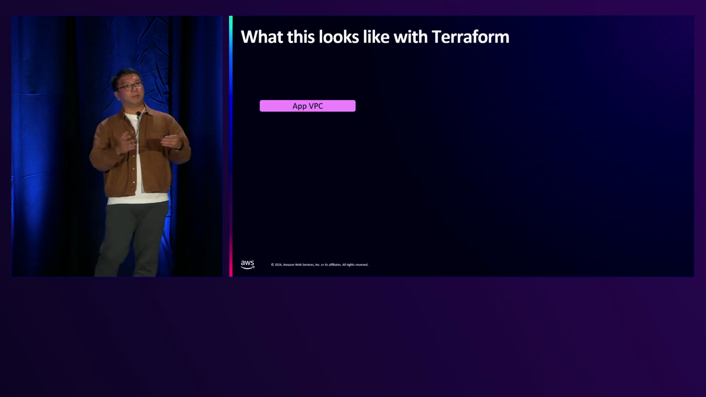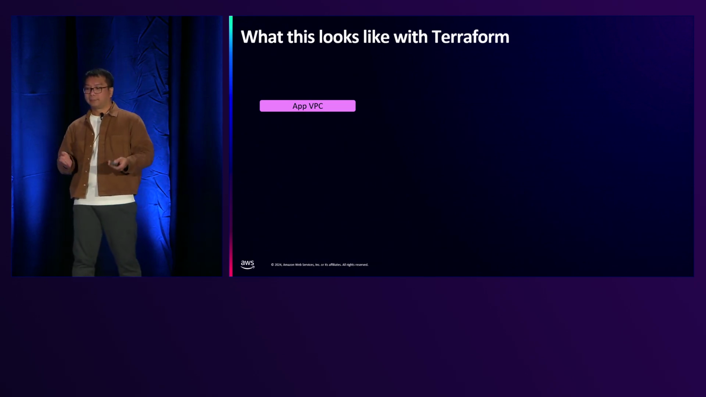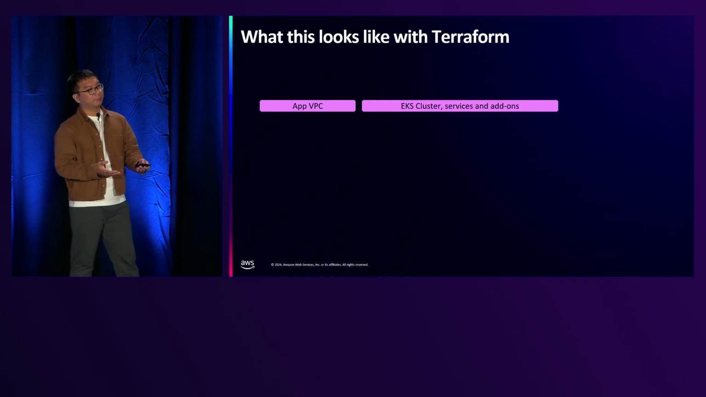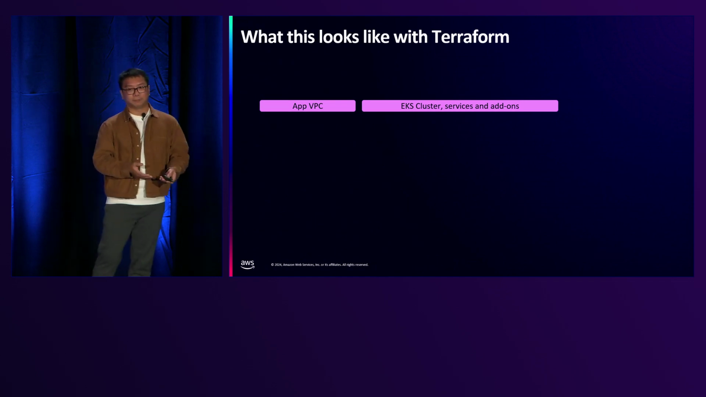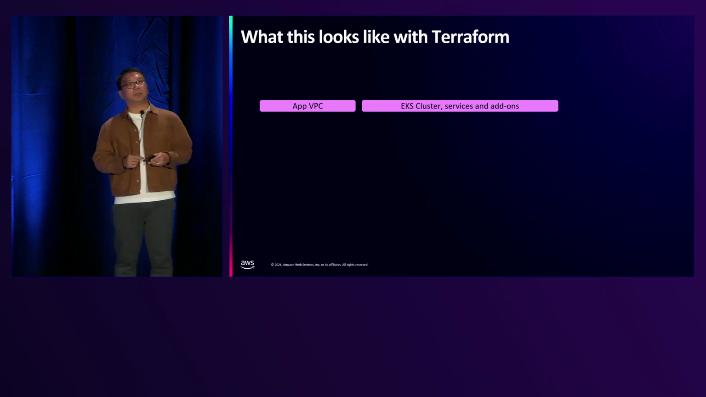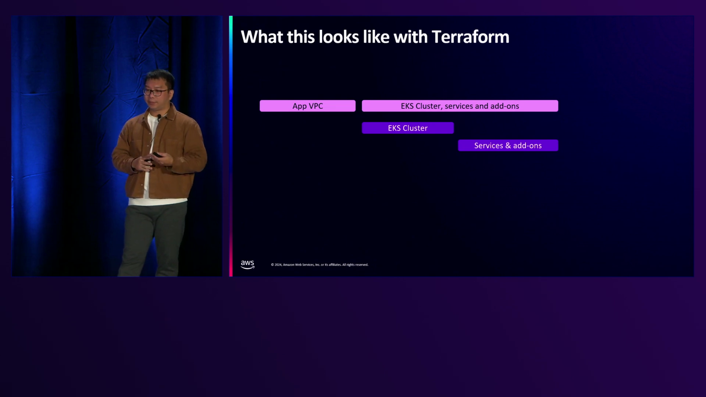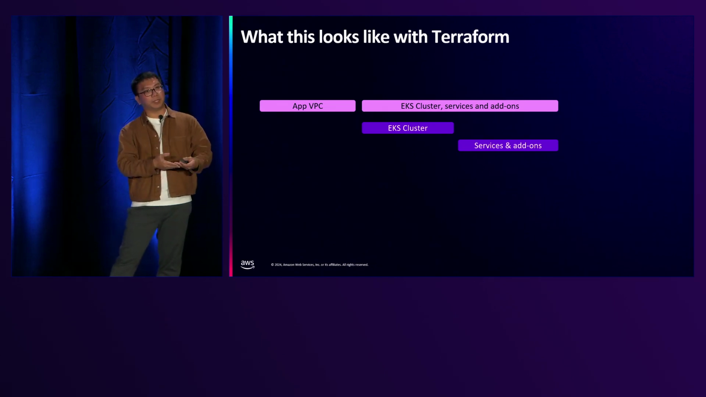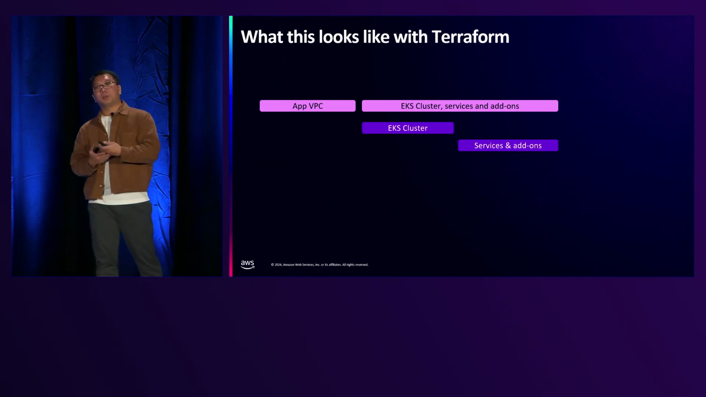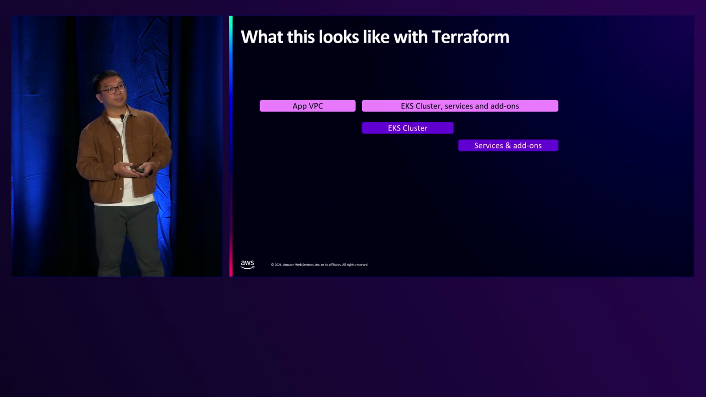Typically, you have something like this. You have your VPC as your networking layers, and then you have your cluster. That cluster also includes an add-on. Now, if we zoom in on this box, what you will see is that first, you have the cluster that you have to create, and then after that, you have to create the actual service and add-ons.